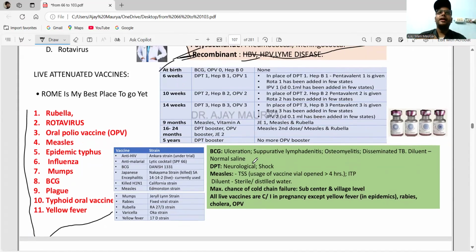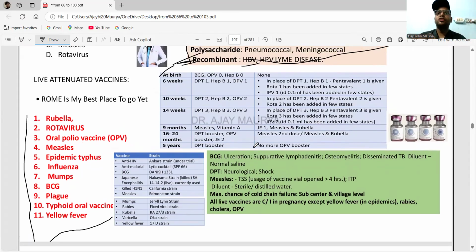And apart from this, guys, this is the most important one. Remember BCG. What are the side effects of BCG? It causes ulceration, suppurative lymphadenitis, osteomyelitis, and disseminated TB. And remember, it is diluted in normal saline. DPT: the side effect is neurological shock. That's why if the patient is having seizures, you should not give the DPT.